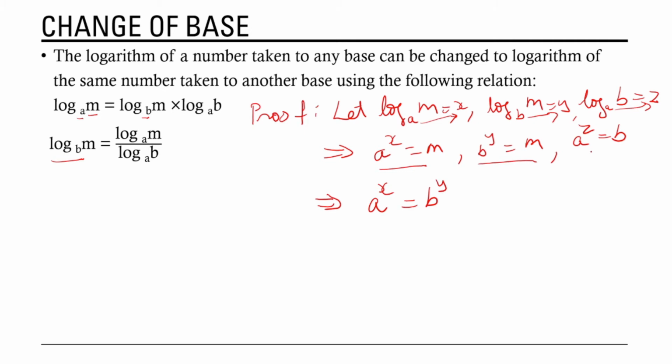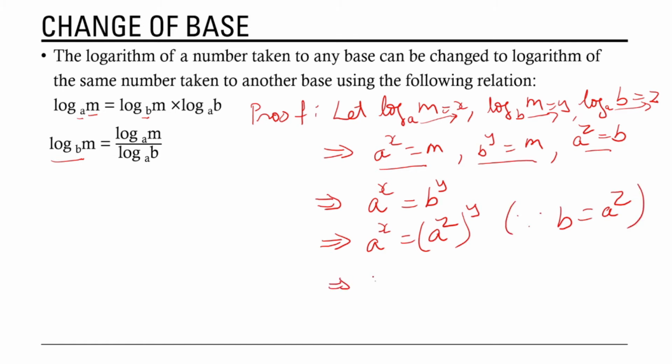From here, I am substituting b is equal to a raised to z. So, a raised to x is equal to a raised to z the whole raised to y, since we have b is equal to a raised to z. So, this implies a raised to x is equal to a raised to z y, which means x is equal to z y.